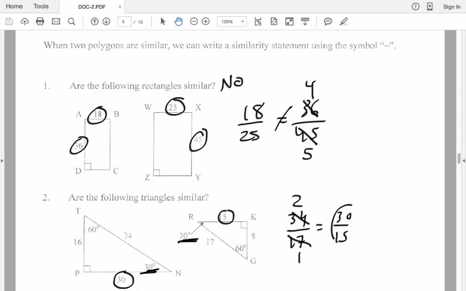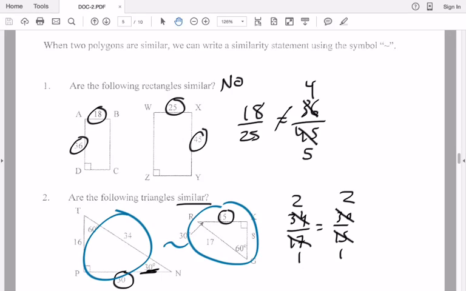And then on this side, let's do the same thing. Let's divide the bottom by 15, and we'll divide the top by 15, which is 2. So it looks like these are proportional shapes, or proportional sides, which means they are similar. So we would say that this triangle is similar to this triangle. The little sign means similar. Okay.